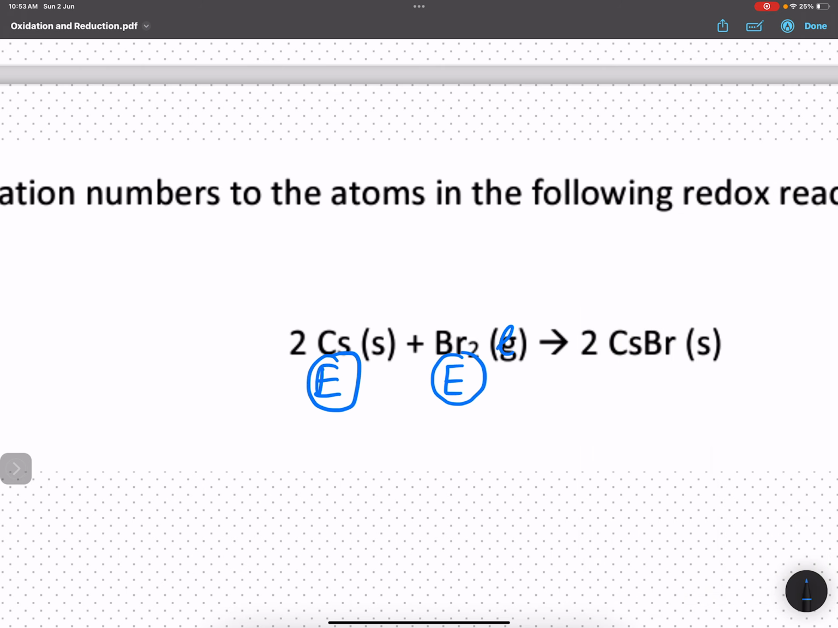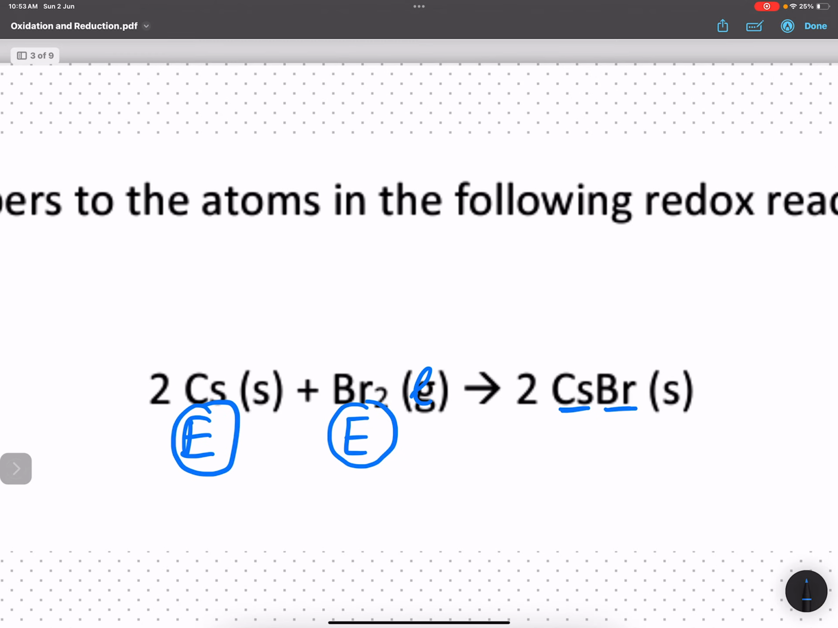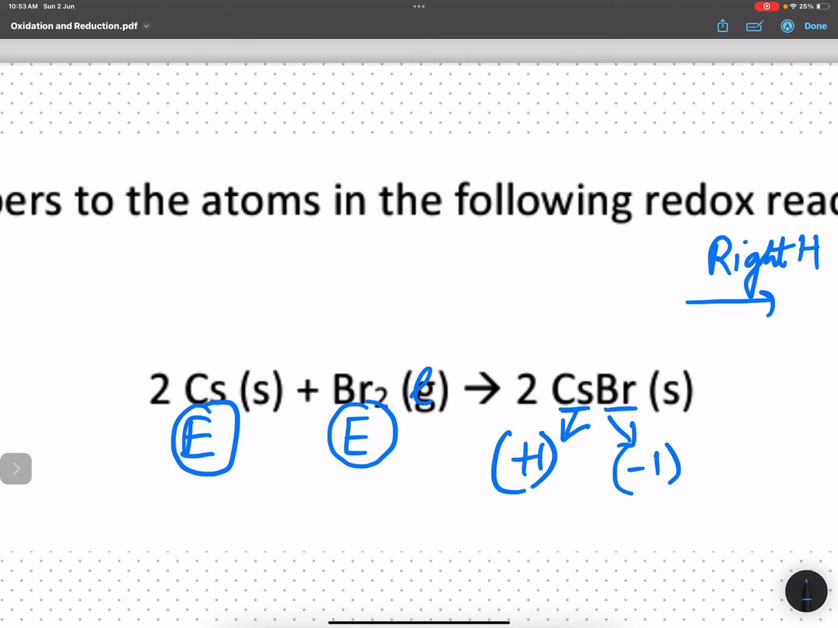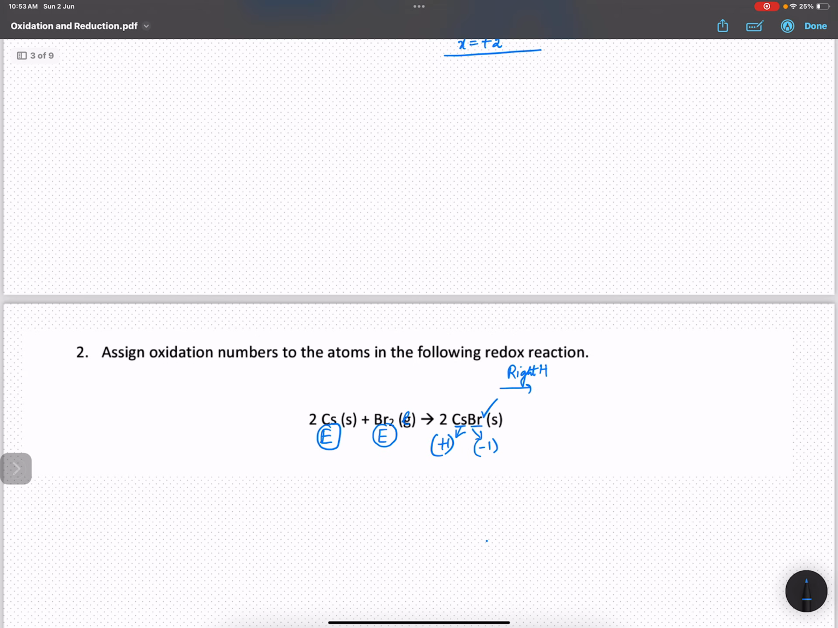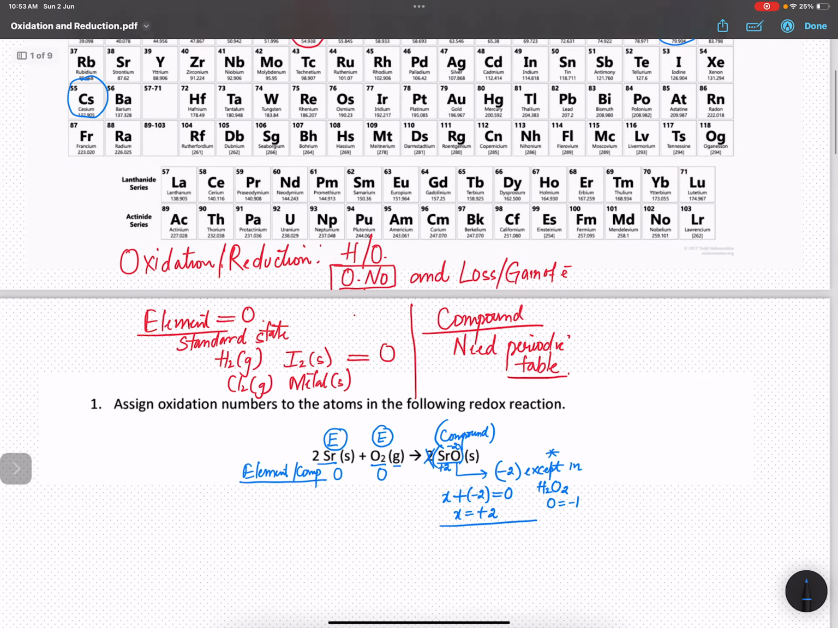So the oxidation number of an element is 0. And over here, cesium and bromine. Cesium is +1, so solving for the other one, it's -1. If any element is on the right hand side of the periodic table, try to find the oxidation number of that element. As you can see, cesium is on the left side and bromine is on the right hand side. So it's just a small trick from my side.